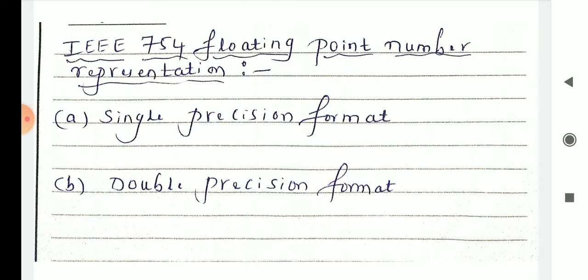Today we will discuss chapter number 3, IEEE 754 floating point number representation. In that we will discuss two formats. First one is the single precision format, second one is the double precision format. We are going to start this one.